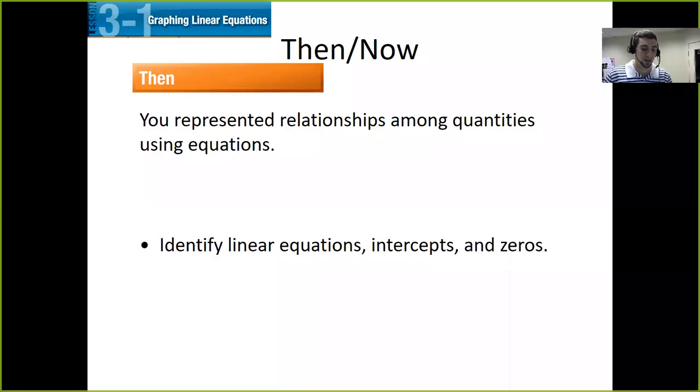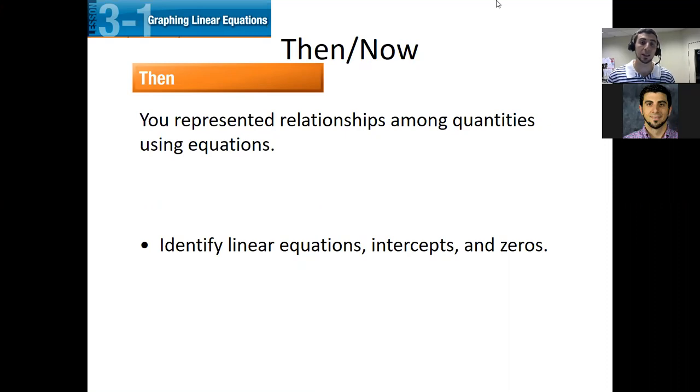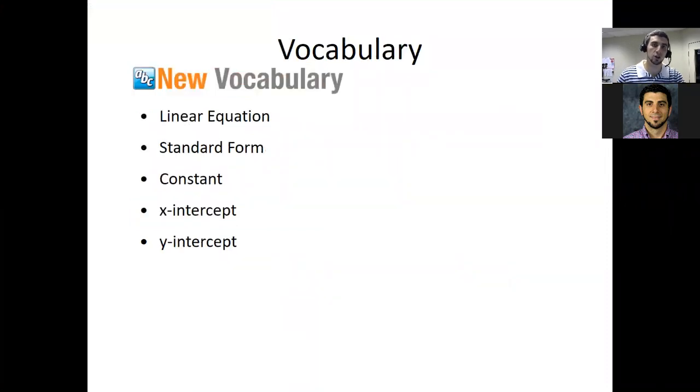All right, guys, we're getting into chapter 3 now, which deals with graphing linear equations, and that's what section 1 is. And so let's get started. So previously you represented relationships among quantities using equations, and now we're going to identify linear equations, intercepts, and zeros in this first video. And then the next one, we're going to talk a little bit about how to graph linear equations. So here's your vocab: linear equations, standard form, constant, x-intercept, and y-intercept.